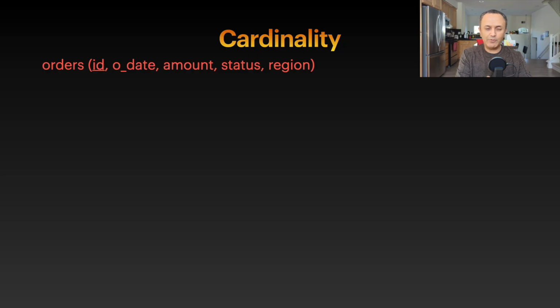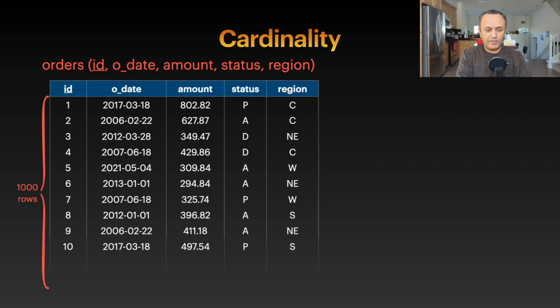Suppose we have this table orders that has 5 attributes: ID, order date, amount, status, and region, and the ID attribute is the primary key. As you can see, it's underlined. This is a sample of the data in the table. You have multiple rows. Each row has ID, date, amount, status, and region. And let's just, for the sake of the example, say that we have 1,000 rows in this table.